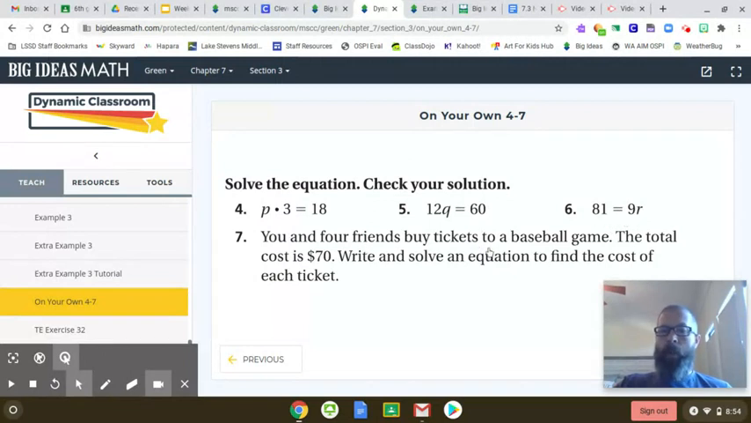You and 4 friends buy tickets to a baseball game. The total cost is $70. Write and solve an equation to find the cost of each ticket. So we have 5x equals 70 because you and 4 friends makes 5 people. We don't know how much each ticket costs, but we know that they all cost $70 together. So now I'm going to divide by 5, and I end up with 14.